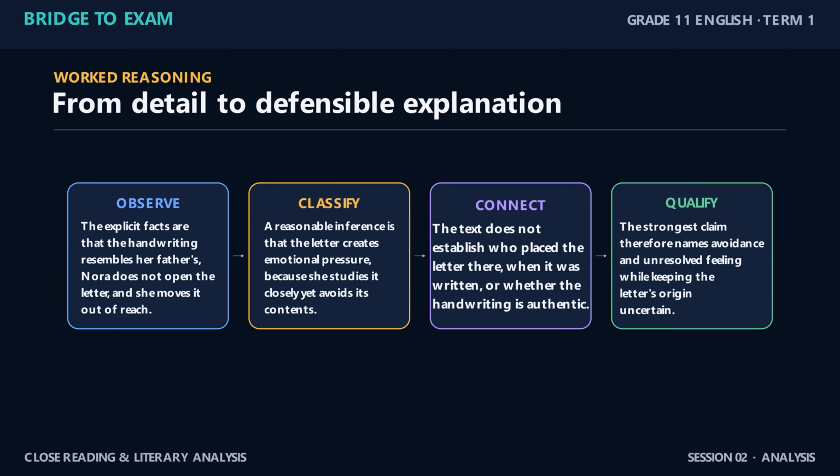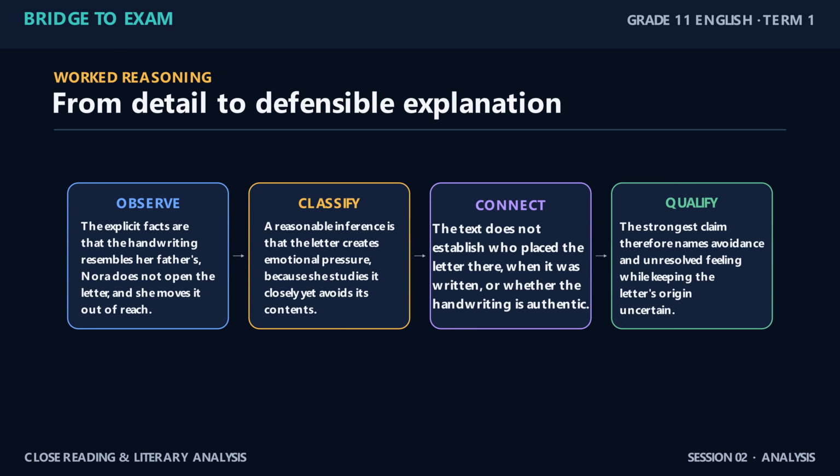First, the explicit facts are that the handwriting resembles her father's. Nora does not open the letter, and she moves it out of reach. Second, a reasonable inference is that the letter creates emotional pressure, because she studies it closely, yet avoids its contents. Third, the text does not establish who placed the letter there, when it was written, or whether the handwriting is authentic. Finally, the strongest claim therefore names avoidance and unresolved feeling while keeping the letter's origin uncertain.